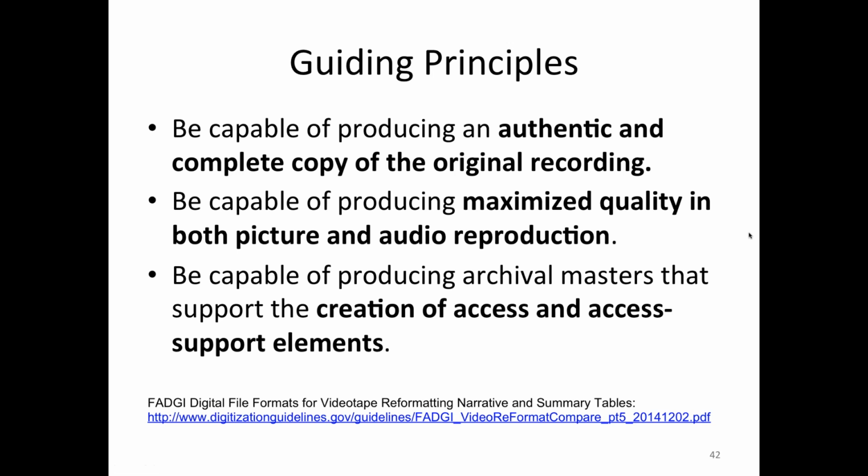We also want to be cognizant of producing archival masters that can support the creation of access and access support elements. And so this means when we're reformatting a recording with closed captioning, for example, selecting a format that permits the movement or storage of a copy of this textual captioning data as something like XML means that the archival master contains a resource that can be more easily extracted for indexing, just as having an OCR rendering of a book text means that the book can be indexed in order to be more accessible to researchers.